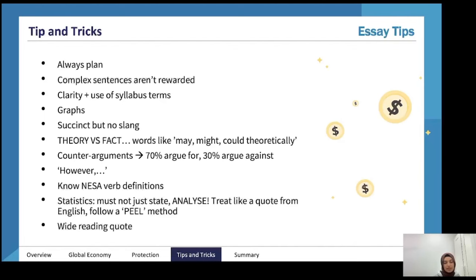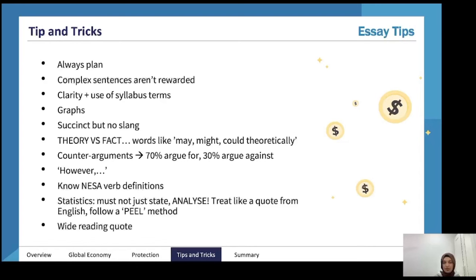And then you've got stats. You must not just state the stats, because that's not adding any value. At that point you're just doing it for the sake of it. If you're just saying the GFC reduced employment by X percent due to lower consumer spending, okay, but why? What happened? Give us an explanation as to what's happening. Treat it like a quote in English where you follow a PEEL method. You're actually explaining the evidence. The same concept applies with stats in economics.